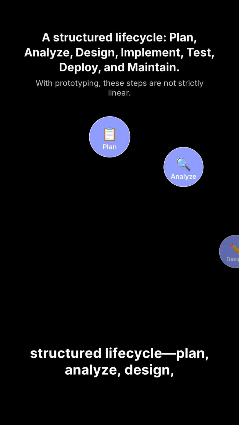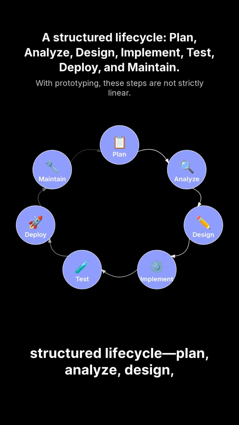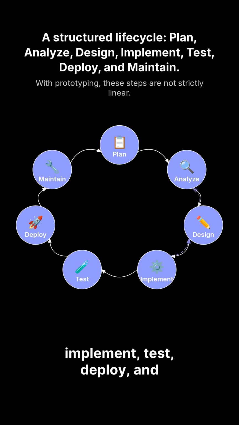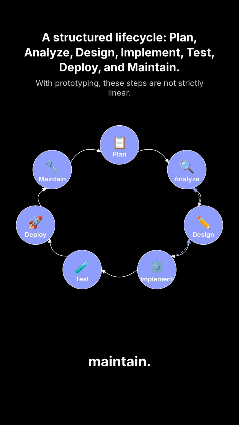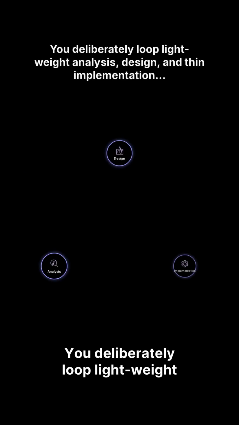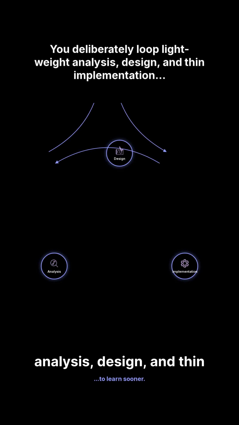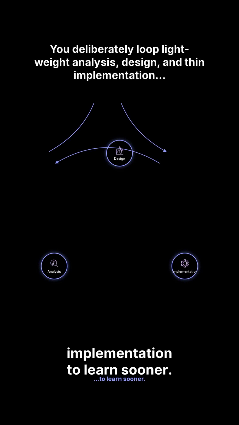The essence is a structured life cycle: plan, analyze, design, implement, test, deploy, and maintain. With prototyping, these steps are not strictly linear. You deliberately loop lightweight analysis, design, and thin implementation to learn sooner.